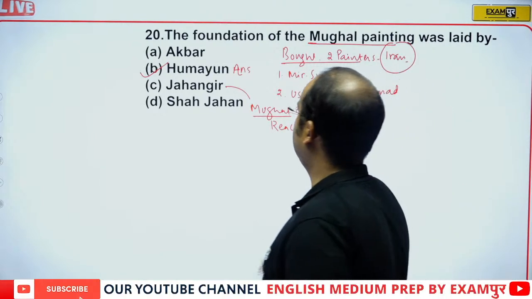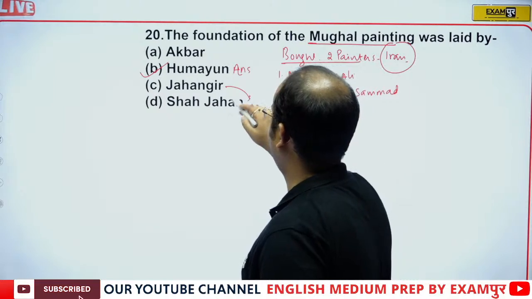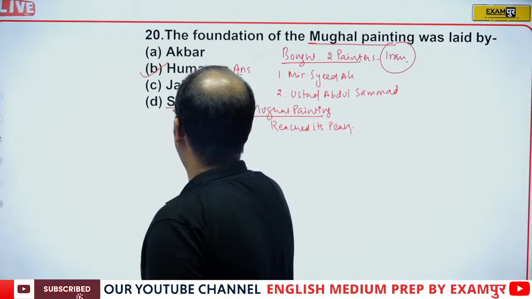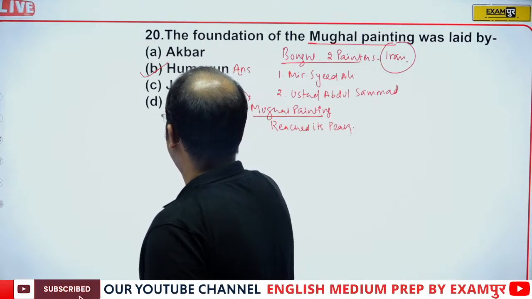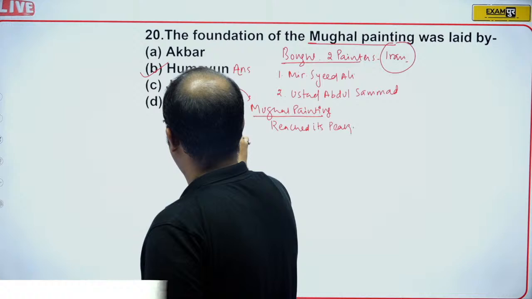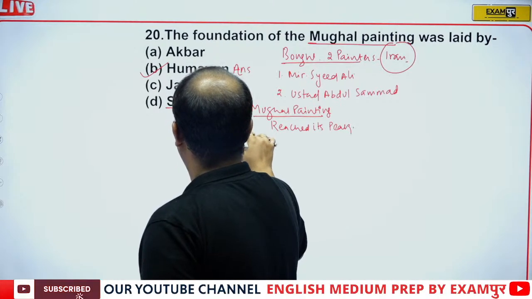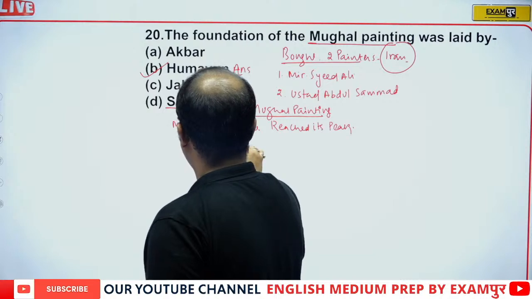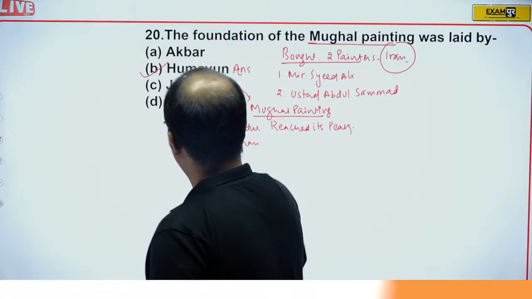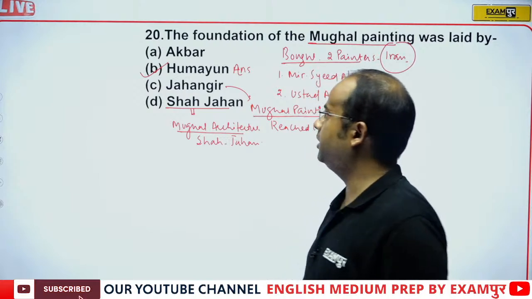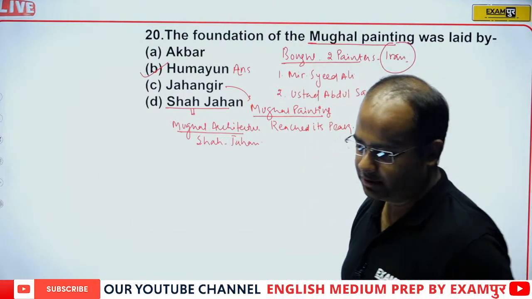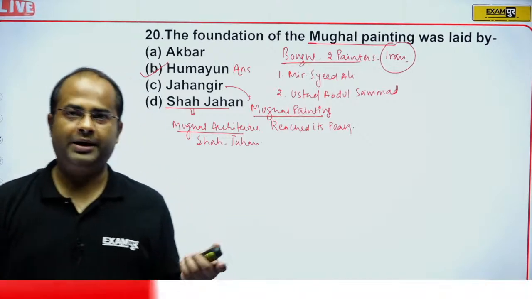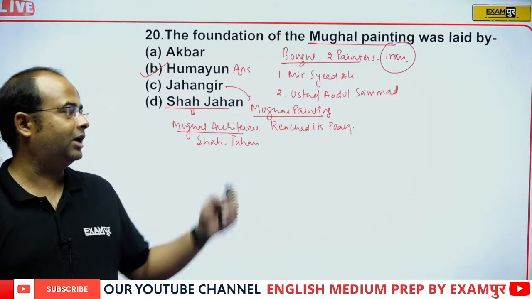So during the time of Humayun it started, but it reached its peak during the time of Jahangir, and Mughal architecture reached its peak during the time of Shah Jahan. So the correct answer will be, guys, option B, that is Humayun, two painters from Iran, Mir Sayyid Ali and Ustad Abdul Samad.